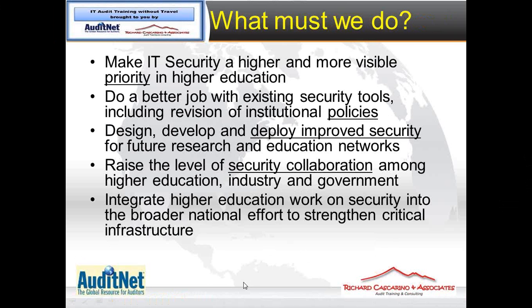What must we do? Make IT security a higher and more visible priority in higher education, because it's not just in the companies, this is in the social media. Do a better job with existing security tools, including looking at your institutional policies to make sure they fit in.